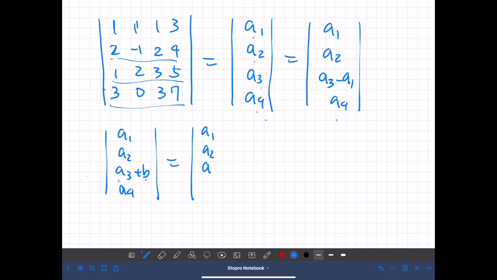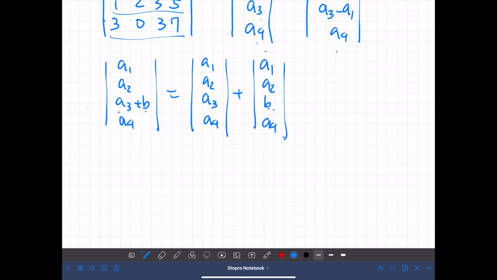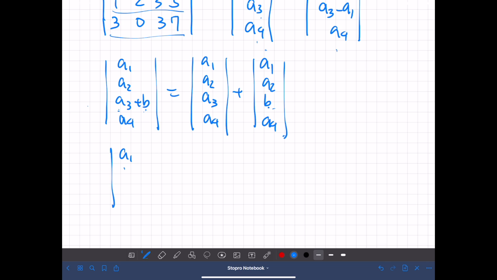This is one theorem about determinants: A1, A2, B, A4, where B is another vector. And furthermore, if there are rows that are exactly identical, let's say we have two A1s, the first row and the third row are the same rows, containing the same numbers, then the determinant is 0.